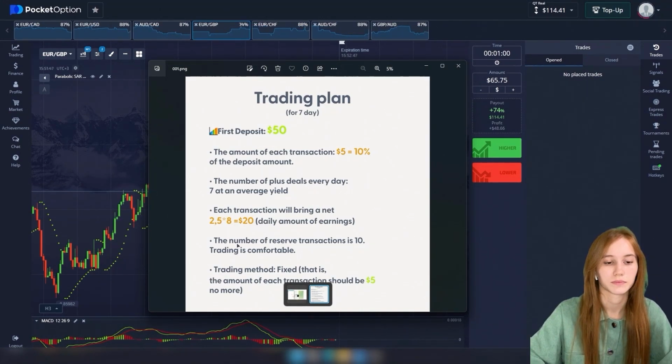So it's a fixed method of trade. Each deal should be no more than $5 to clearly understand your trading plan. What to say more? Like the signals, like the rest of the plans, this is just an example.